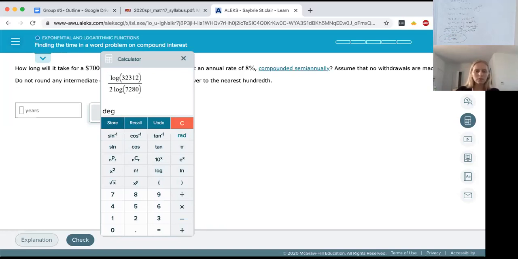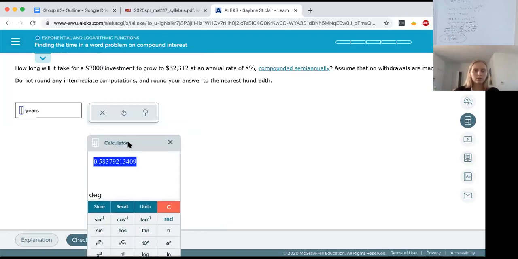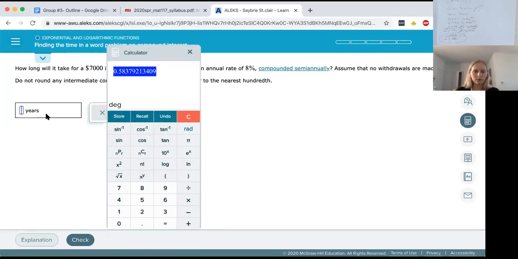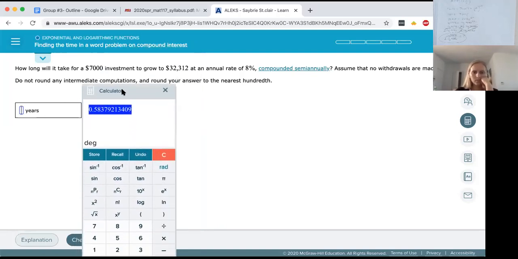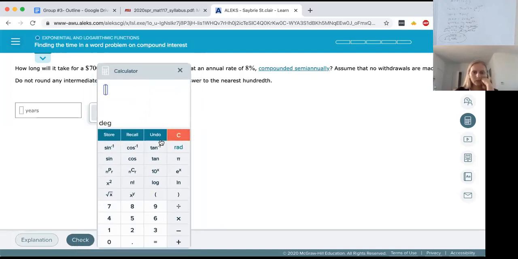Log 32312. Okay, 0. Let me see. And round your answer to the nearest hundredth. Okay, so it's going to be 0.58. Yeah, that doesn't look right, but can you type that in your calculator again just one more time? Let's see what you did. Yeah, I don't know why it wouldn't be over a year.